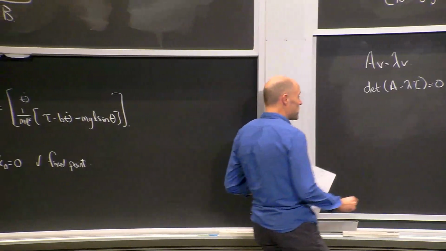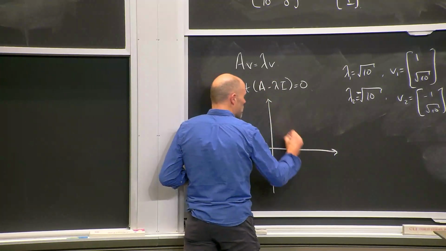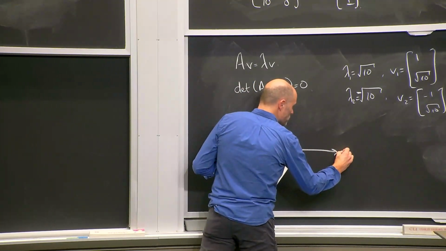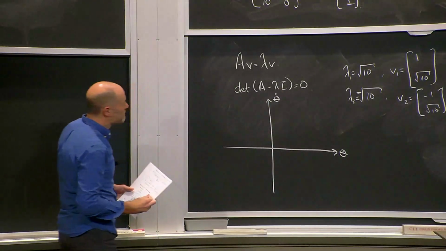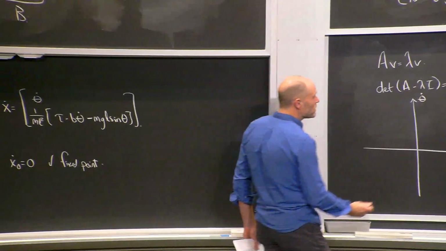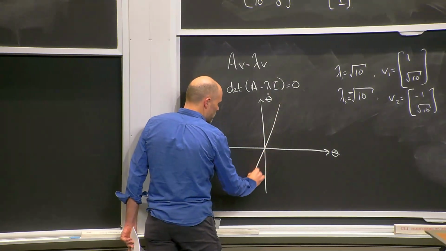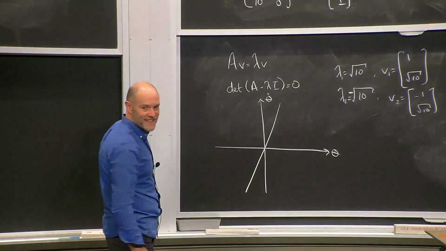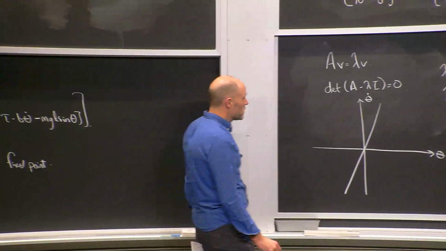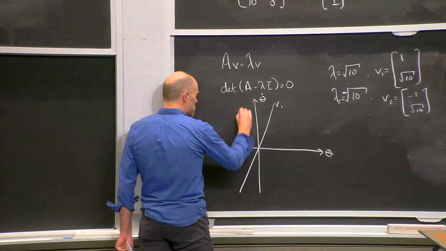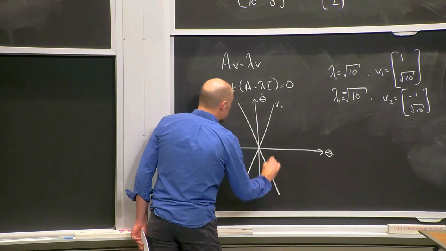Now if I draw my phase portrait, I have theta versus theta dot. I've got V1, which is something like this. Square root of 10 is like, I don't know, 3-ish, so it's like a slope of 3 kind of line there. This is my V1. V2 is just a negative of that. It looks like this. This is my V2.